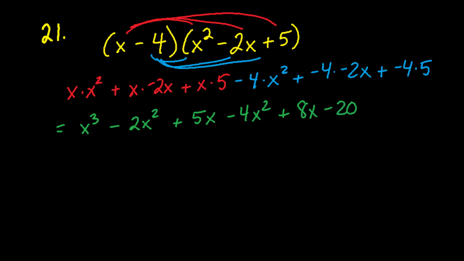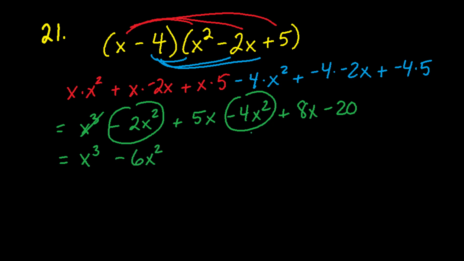The last thing to do is to combine our like terms. There's only one x cubed term. There's 2 x squared terms. Negative 2 plus negative 4 is negative 6x squared. And there's 2 x terms. 5 plus 8 is 13x, minus the constant 20.